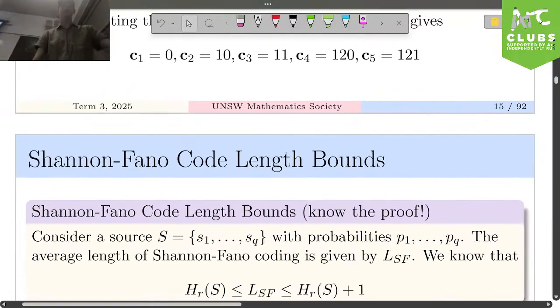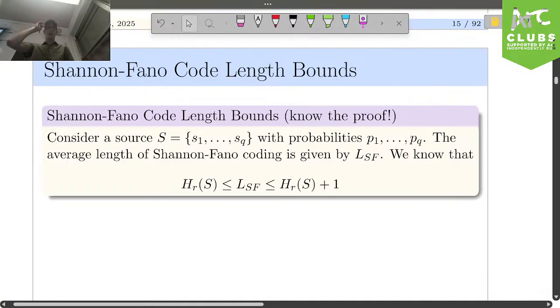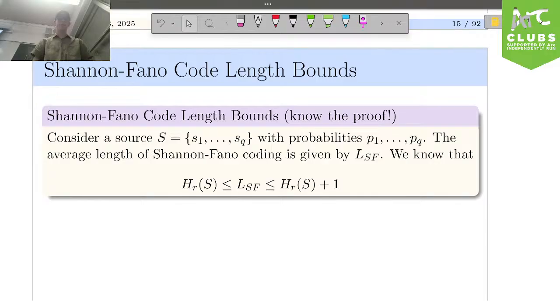So yeah, we see there's a little bit of inefficiency with this Shannon-Fano coding method, but what we can say is that we can find an upper bound and lower bound for what the Shannon-Fano average code word length would be. So we know, of course, by theorem we saw before, that it's no less than the entropy, but we can also say it's no greater than 1 plus the entropy.